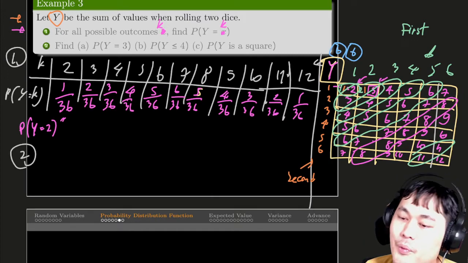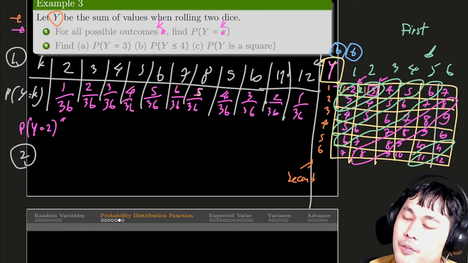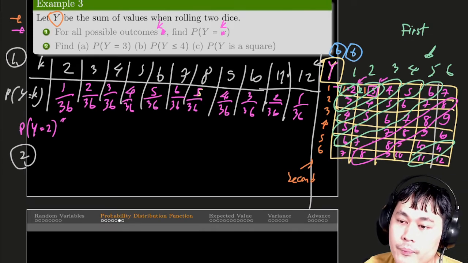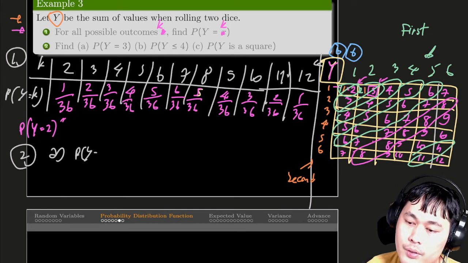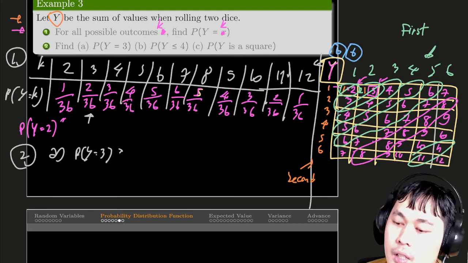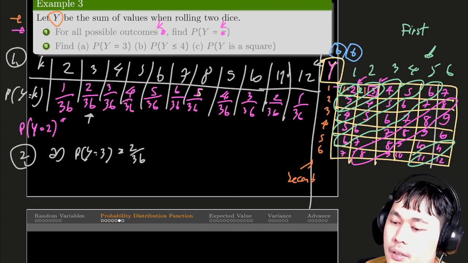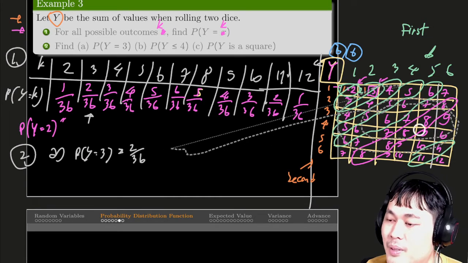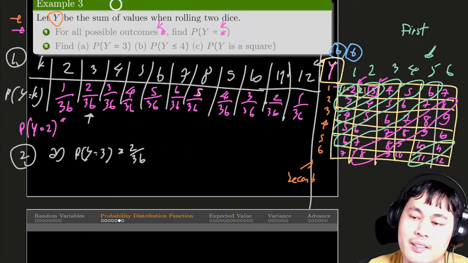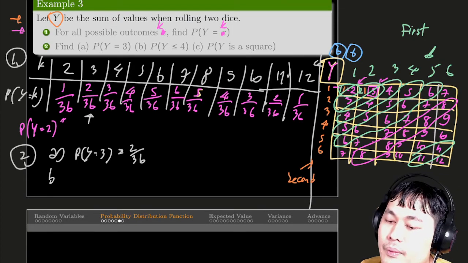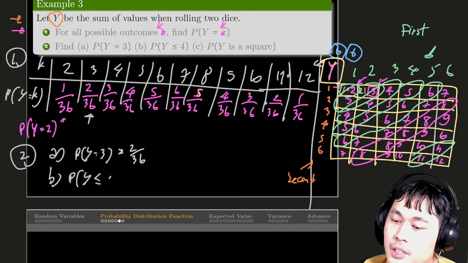And then for 2, once we have this table, we can find the probabilities of particular events. For the first one, P of y equals 3, that's simply this single entry, which is 2 over 36. You can also get that from the table itself, but it is convenient because we need that over and over again, so it's better to just write the whole table.